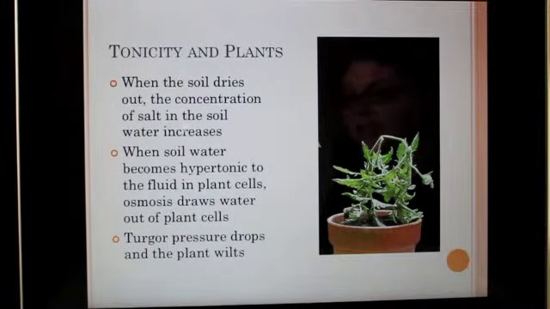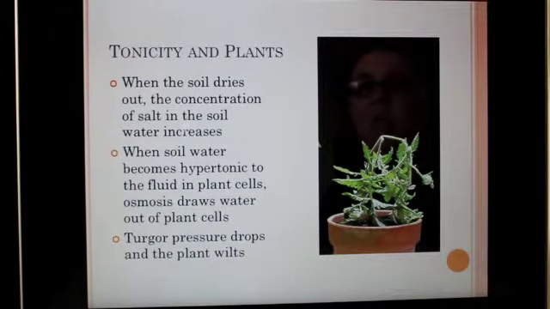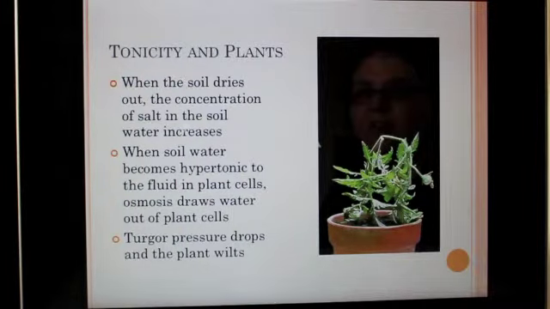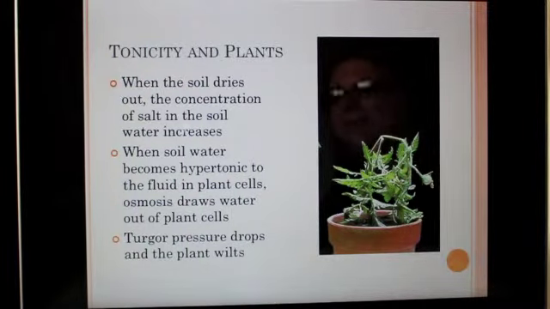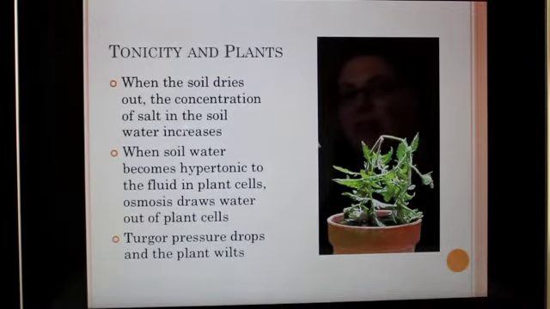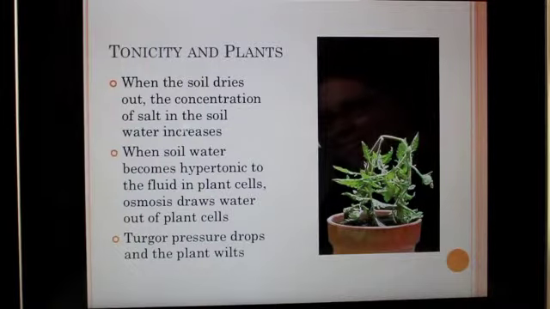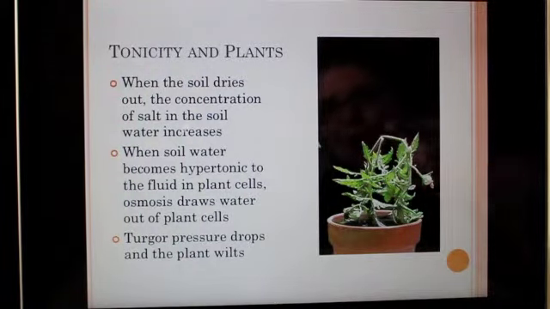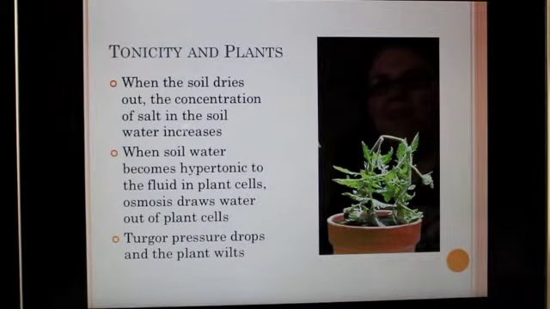When the soil dries out, the concentration of salt in the soil water increases. The soil water becomes hypertonic, so it has more salt in it than the fluid in the plant cells. And osmosis actually happens in reverse, so the soil draws more water out of the plant. So this is why when you don't water your plant for a while, the turgor pressure will drop and your plant will wilt.